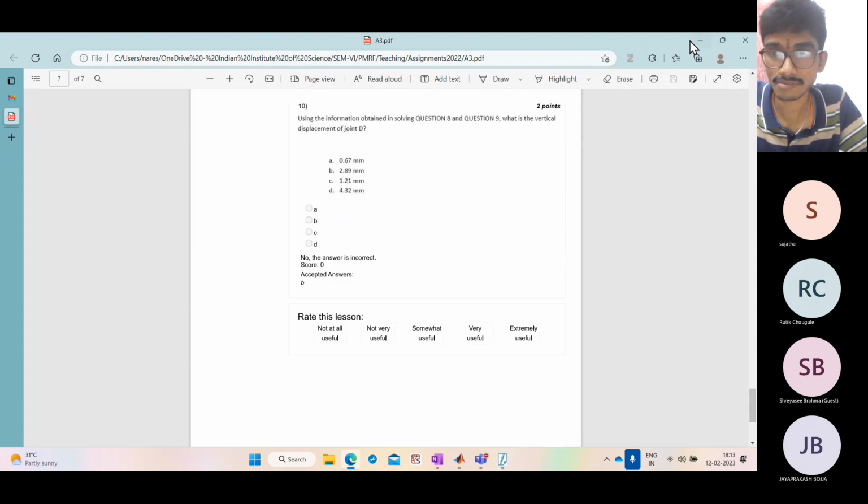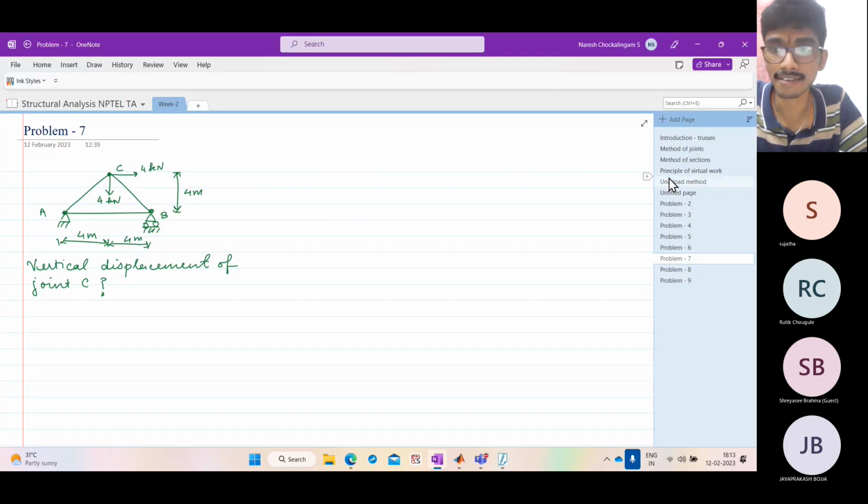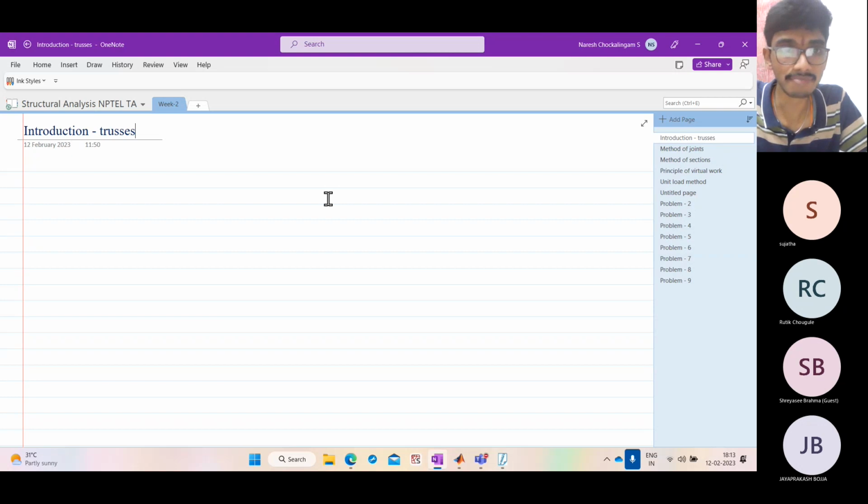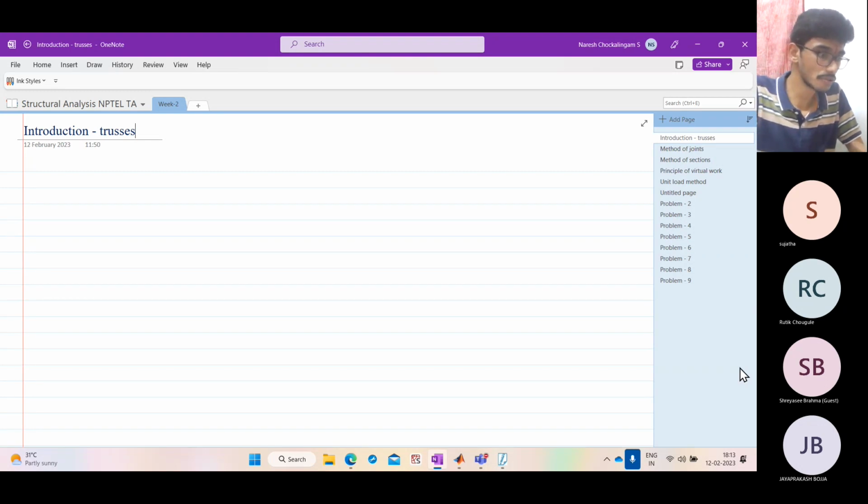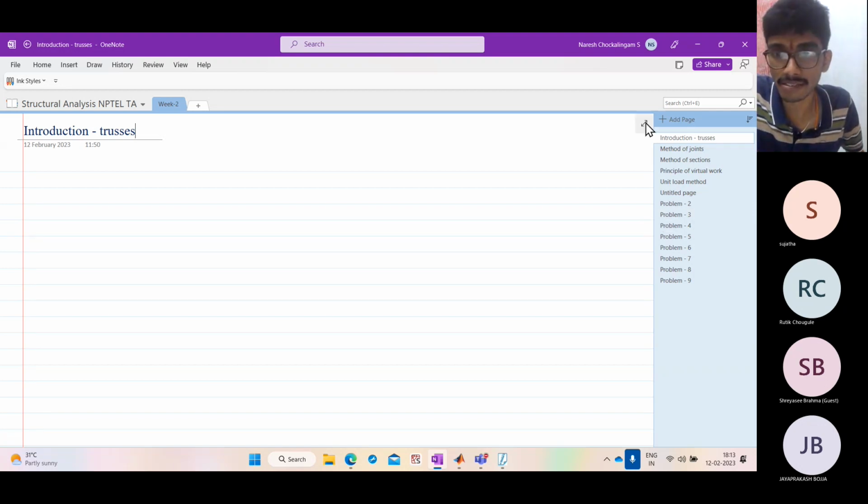Then, let us get started. Let me start with a brief introduction to trusses. All of you will be very familiar with it. Still, let me go over it quickly. You know that trusses have a network of slender members, right? Let me shift to full screen mode.